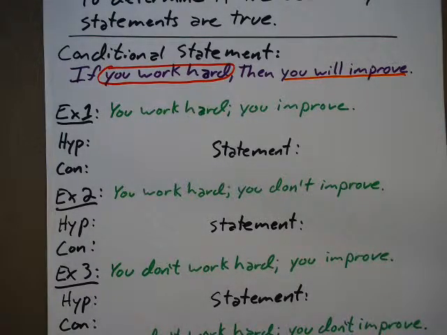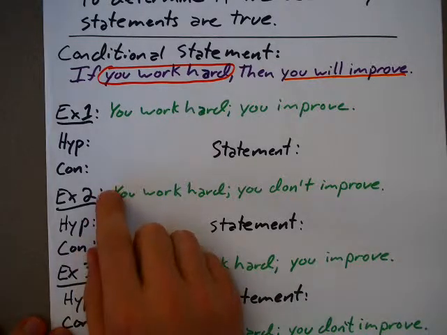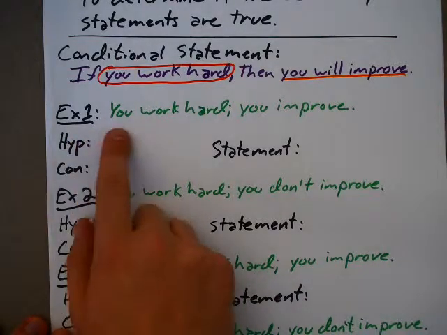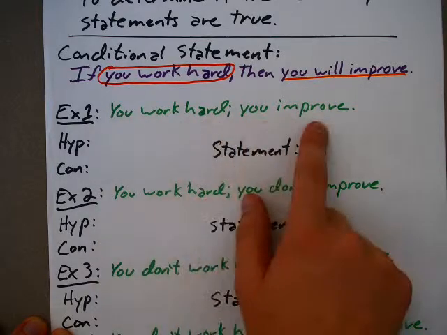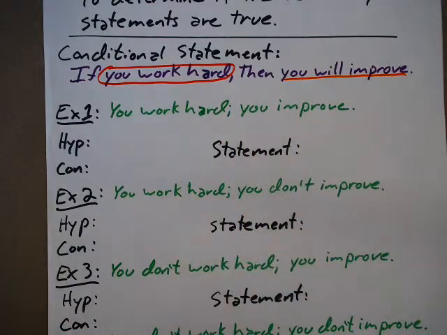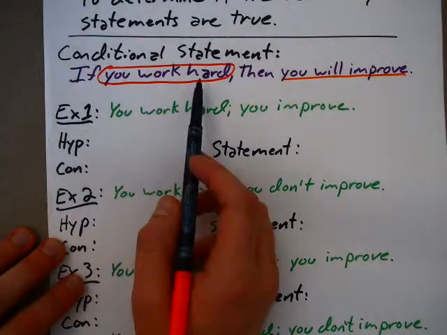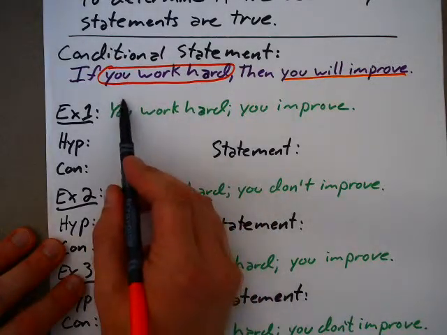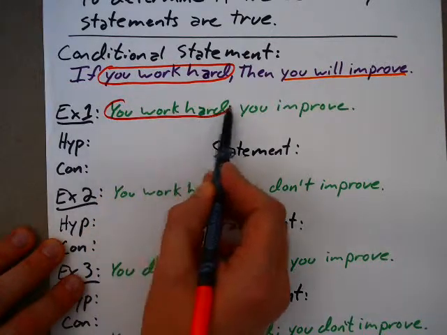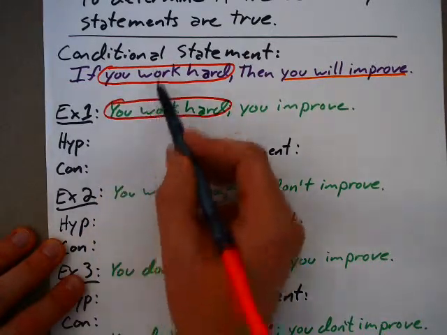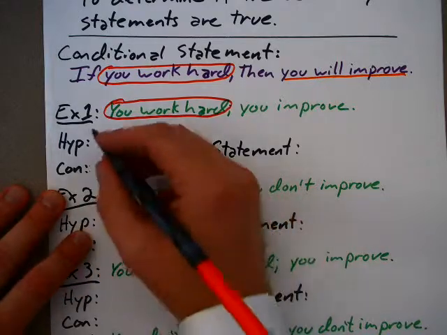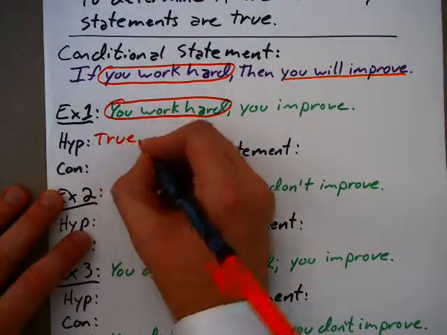So what we're going to do is look at 4 examples of statements that are related to this conditional. Let's take a look at our first example. Example 1 says, you work hard, you improve. Let's take a look first at our hypothesis. Our original hypothesis says you work hard. Our first example, the hypothesis there says you work hard. So this is the same thing. Because it's the same thing, we're going to say that that is true.